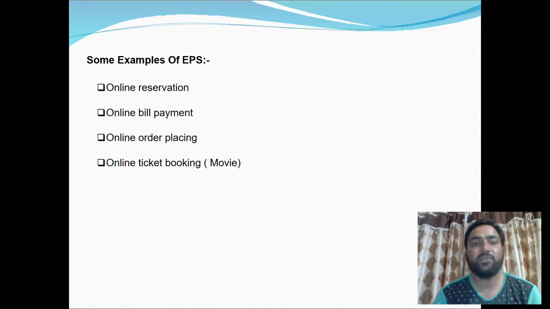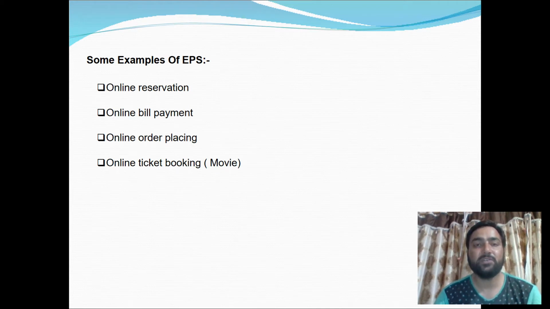Some examples of electronic payment systems, where we can make a payment over the web through the online medium, are online reservations for airlines, hotels, railways, and other services. Online bill payments, if you want to pay bills for electricity, water, mobile bills, or your TV set-top box recharges. Then online order placing, if you are purchasing some goods or services over the web, you can make payments through the online mode.